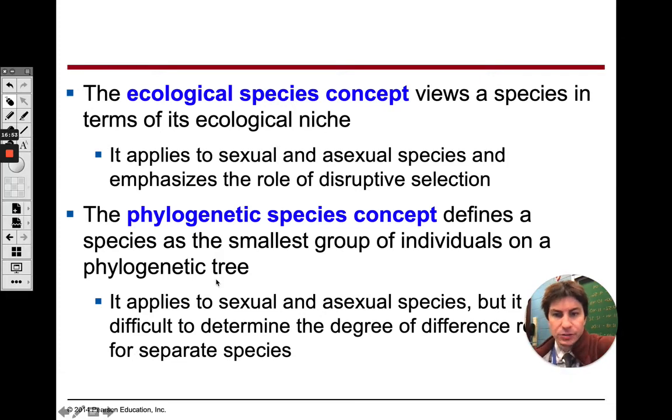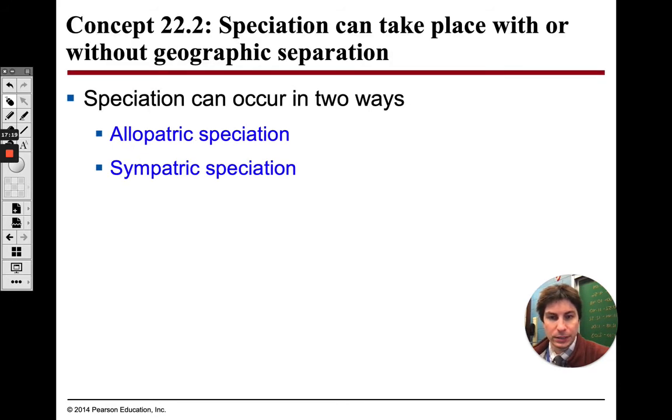The phylogenetic species concept is pretty much taking a species or more than one species and grouping it into the smallest group we can find, putting it on a phylogenetic tree, and there's your species. This is kind of not as investigative as the other ones, in my opinion, so I'm not going to touch on that one too much.